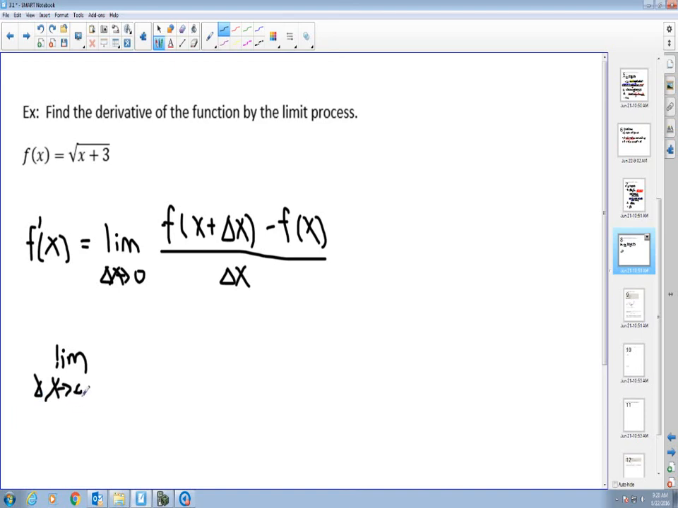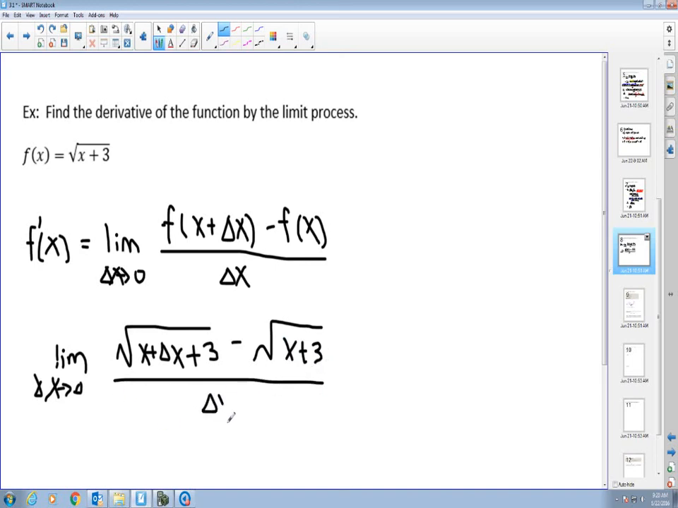So what I'm going to have here is the square root of x plus delta of x, plus 3, minus my function itself, x plus 3, over delta of x. Alright, so let's rationalize my numerator here. So I'm going to conjugate.